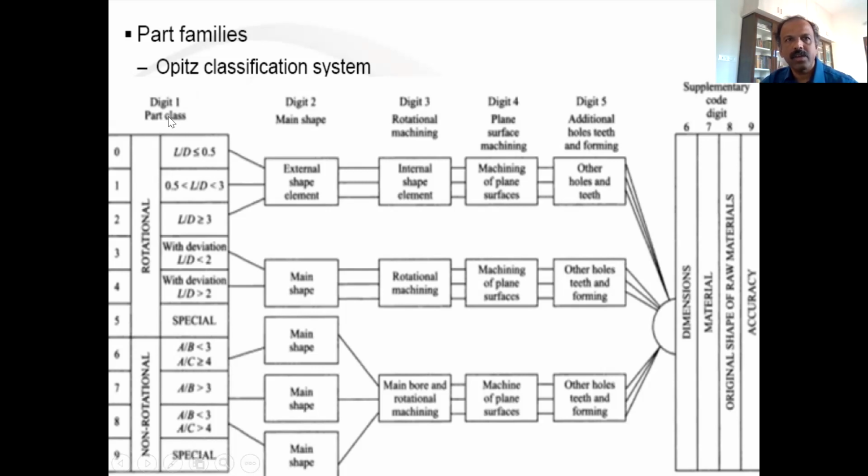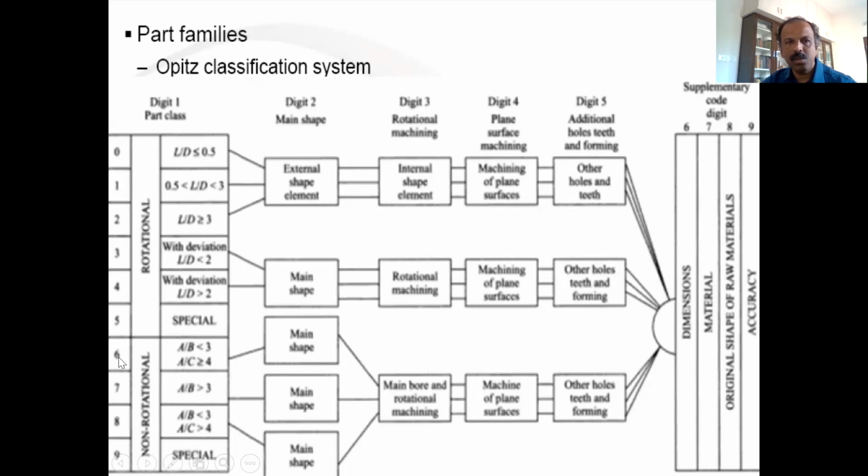Now, the first digit, digit number 1, is the part class. The first 6 values, that is 0 to 5, are for rotational members, and 6 to 9 are for non-rotational members. If the first digit is 0, it means it is a rotational member and the L by D ratio of the part is less than or equal to 0.5. If that number is 1, then we should understand that L by D is greater than 0.5 and less than 3. Like that, for all the L by D ratios, the numbers have been indicated.